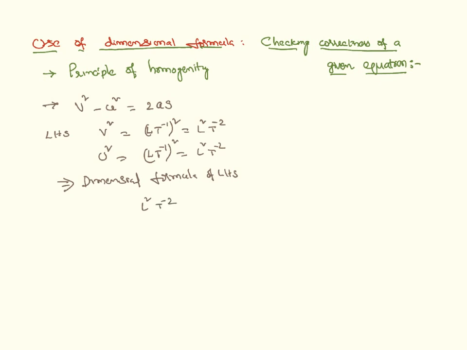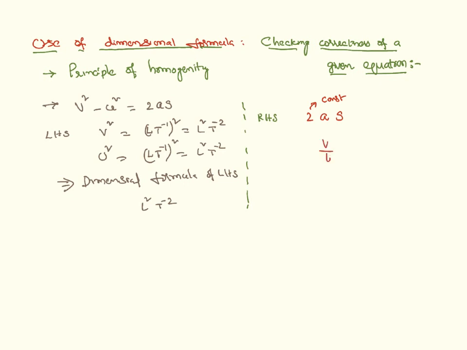Let us have a look at the RHS. Until now I have been only talking about LHS. Let us talk about RHS also. RHS is 2 into acceleration into displacement. 2 is a constant. Constants won't have dimensions or dimensional formulas. Only physical quantities will have dimensional formulas. 2 is not a physical quantity.